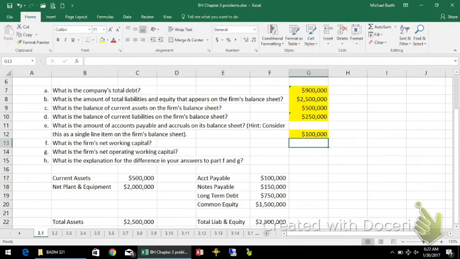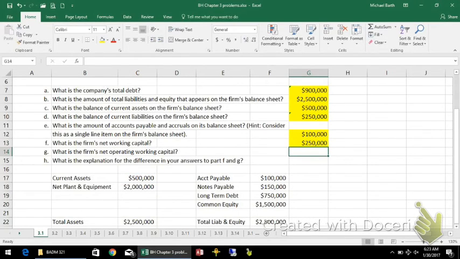What's the firm's net working capital? The definition of net working capital is current assets, and the only current assets are reported in a lump over here, minus current liabilities. The current liabilities are $250,000, which is the accounts payable and notes payable.